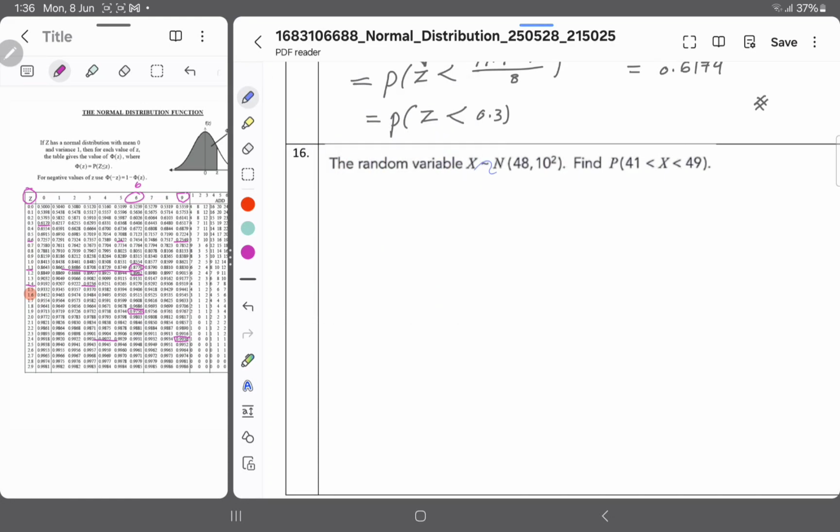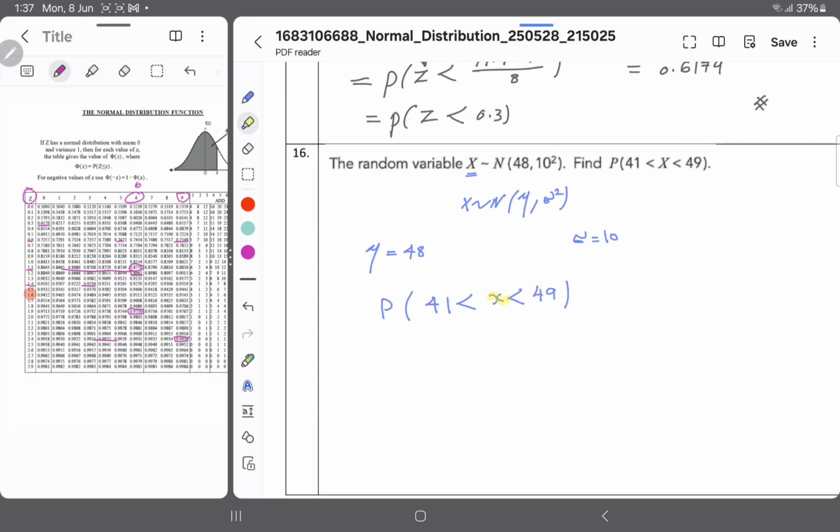He said the random variable x. Mathematical notation: X is distributed normally for mu and sigma squared. To state the values, mu equals 48, sigma squared equals 10, so sigma equals 10. Now to evaluate the probability of x between 41 and 49.